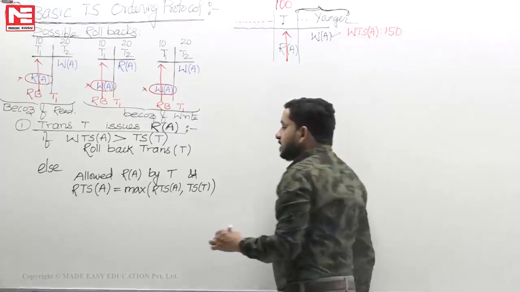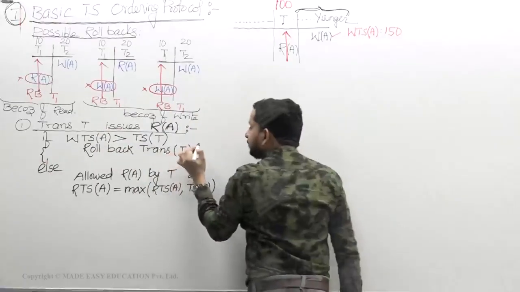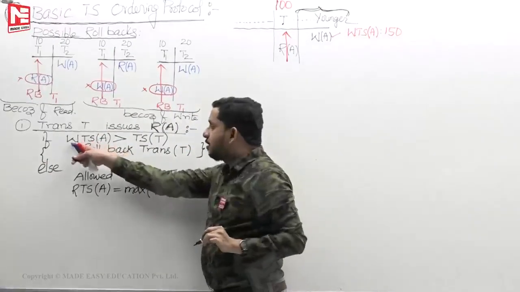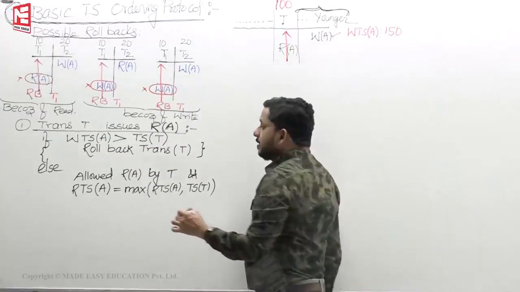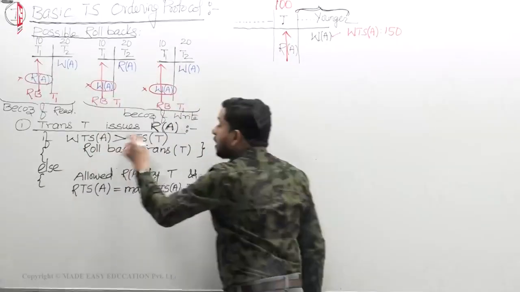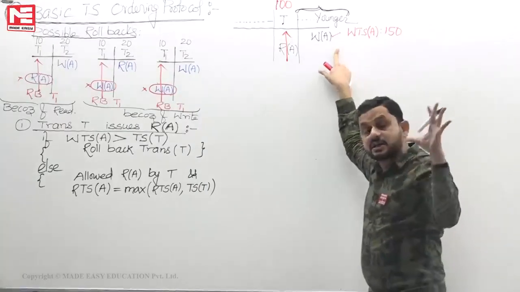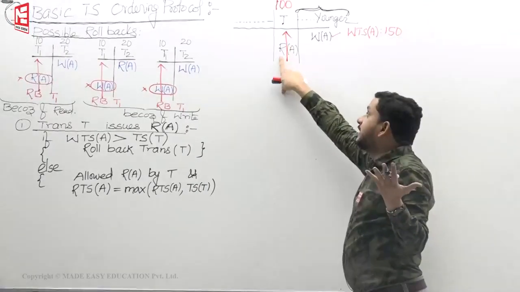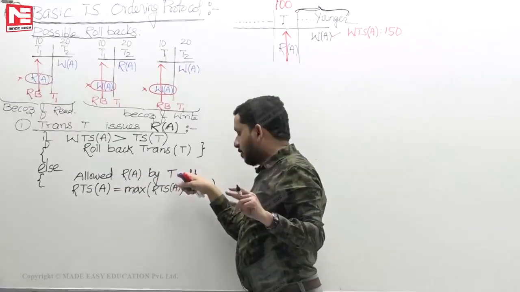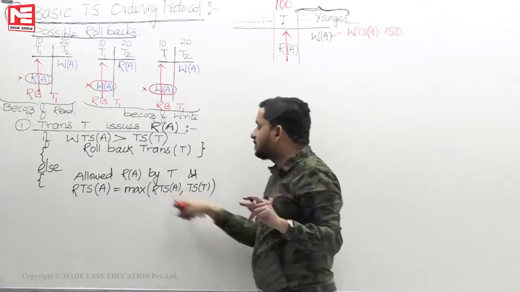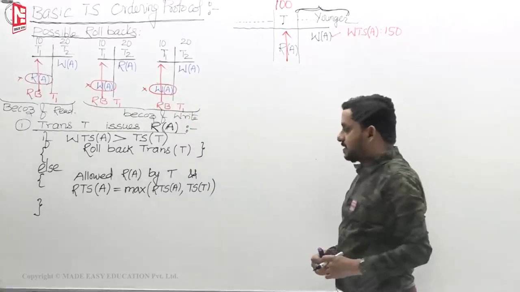Okay, so set the read timestamp value. If the transaction write timestamp value of A is more than the transaction timestamp value of T, then roll back. And if the write timestamp value of A is not more than the transaction timestamp value of T, it means no younger transaction has done the write, then the read request of T is allowed. Then T is allowed to read the data, and set the read timestamp value. Okay, this is the protocol condition whenever a read request happens.